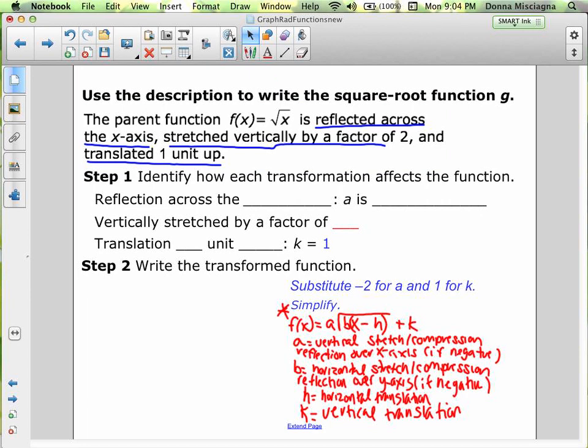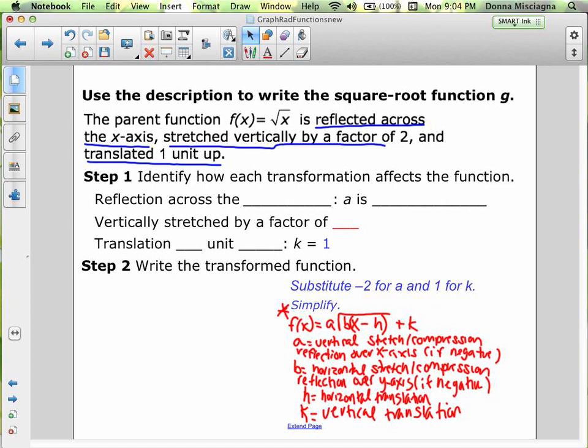But it's right here where the little star is, and I do believe I put that in your notes. F of x equals a times the square root of b times, notice the parentheses there, x minus h, plus k. You do want to factor out b, otherwise you're really not going to be sure what h is. A is your vertical stretch, compression, and reflection over the x-axis if negative. B is your horizontal stretch, compression, reflection over the y-axis if negative. H is a horizontal translation and k is a vertical translation.